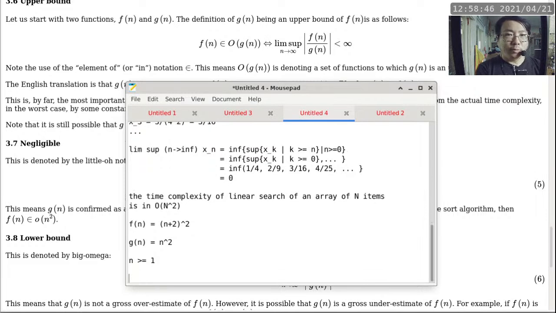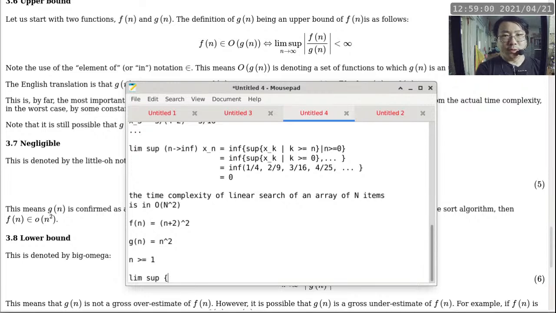Okay, so now when we look at the limit superior first of this particular set, the set would be, and then we define, oh okay, I know exactly what to say here. This is going to be the absolute value. Now, I'm going to let go of the absolute value because f of n is non-negative and g of n is also non-negative.